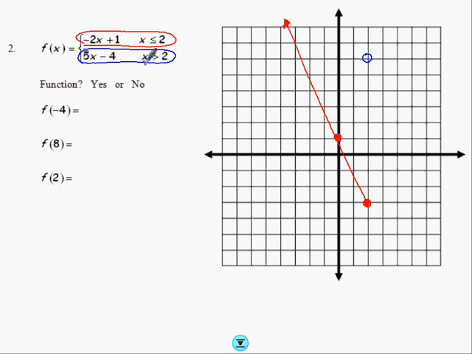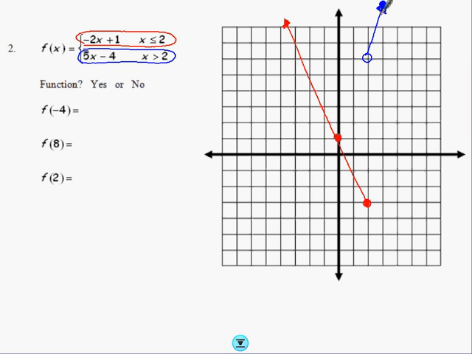And now I need another point. This is a line, just one more point will do. I'm going to plug in 4. Actually, that's too high. Let me plug in 3. If x is 3, what's y? I'm going to plug it in. That's 15 minus 4, which is 11. It's quite high. 3, and then go up 11. It's off the screen. I'm going to put it at the edge of the screen for you, and then we're going to connect the dots.